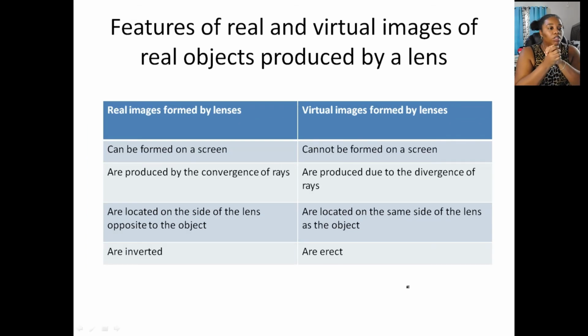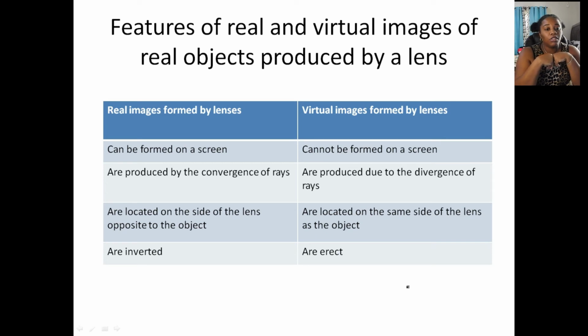So real images formed by a lens can be seen on a screen, are produced by the convergence of rays, are located on the side of the lens opposite to the object, and are inverted, meaning they're upside down. So the image that's produced on your retina at the back of your eye is upside down. Your brain is what turns it right side up.